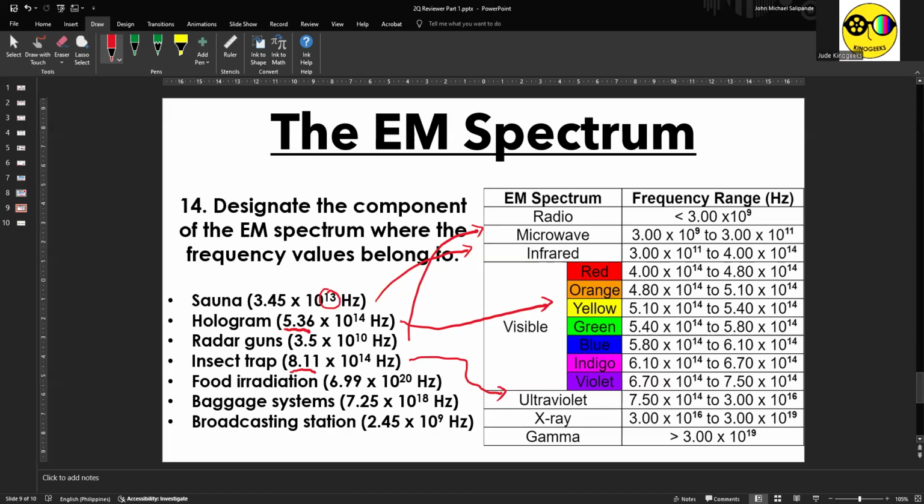Next, food irradiation, 6.99 times 10 raised to positive 20 hertz. The exponent is 20, which is greater than 19, therefore it falls on the gamma radiation.